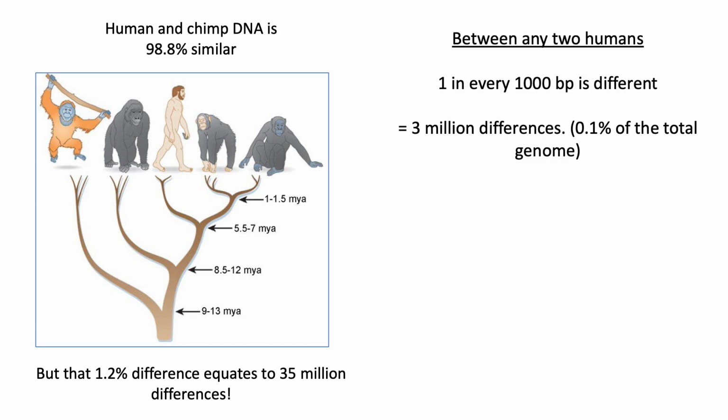So if I picked any two people in this room and sequenced your whole genome, which I can't do myself, but I would ask someone in our lab to do that, roughly 1 in every 1,000 base pairs would be different between any two people.